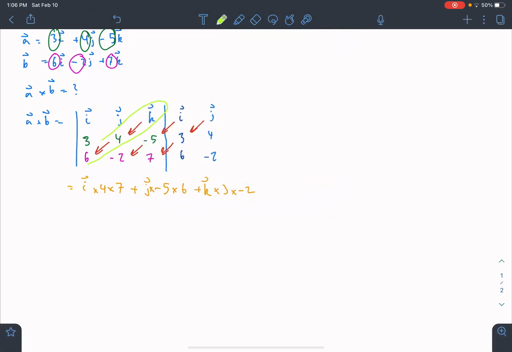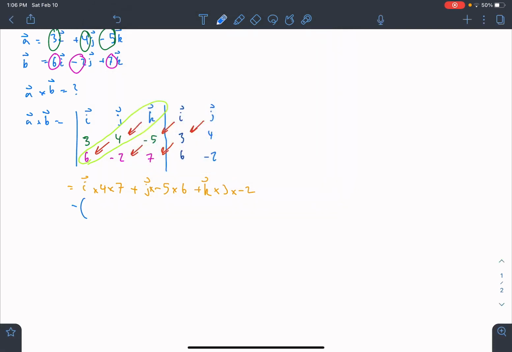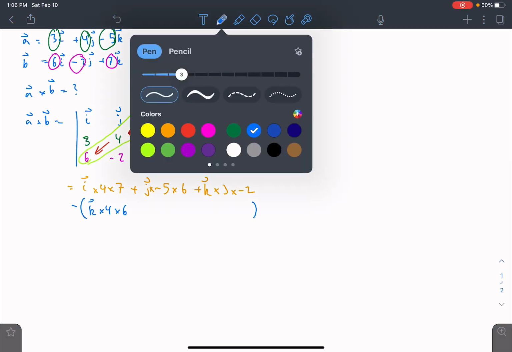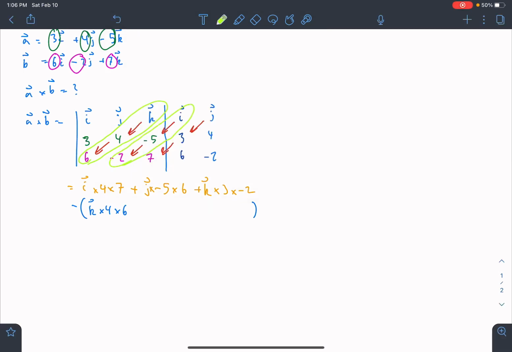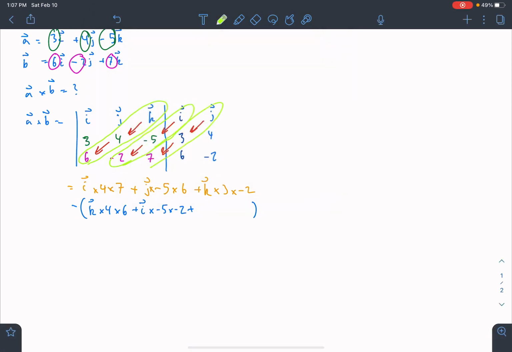So first we want to do minus k times 4 times 6. So minus, and I'm just going to put it all in parentheses here, k times 4 times 6. And then add the multiplication of this diagonal. So plus i times minus 5 times minus 2. And then finally add the multiplication of this diagonal. So plus j times 3 times 7.